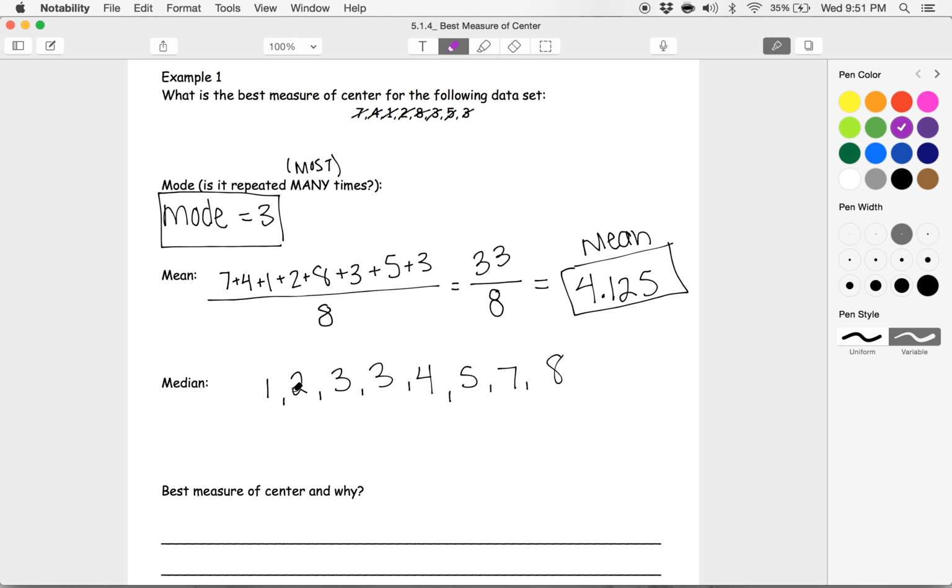All right, let's find that middle number. 1 and 8 go away. 2 and 7 go away. 3 and 4 go away. Uh-oh. I'm left with 2 in the middle. When I have those 2, remember I have to then add them and divide by 2 to get my real middle. 3 plus 4 is 7 divided by 2. I'm going to get 3 and 5/10. Okay, and that's my median.